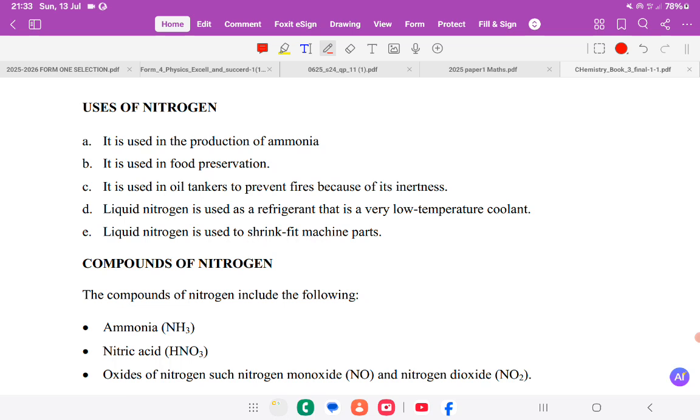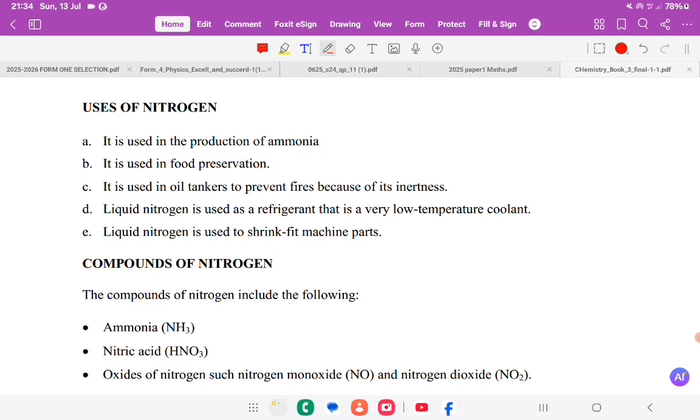We continue looking at nitrogen and its compounds. So far we've looked at the sources of nitrogen, its properties, and both the physical and the chemical properties. Now we'll come to a subtopic called the uses of nitrogen. So what is nitrogen used for in everyday life?